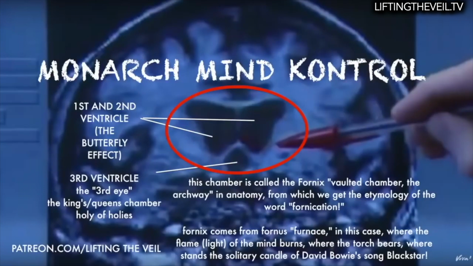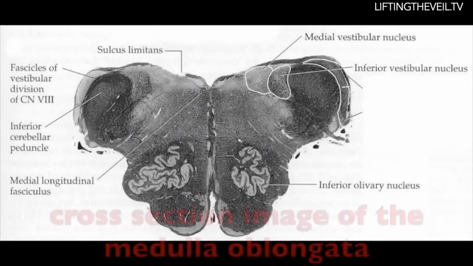And as we can see here directly in the center, what makes this image so significant and so symbolic is what we're seeing is literally the monarch mind control. We are literally seeing why it is called monarch mind control.